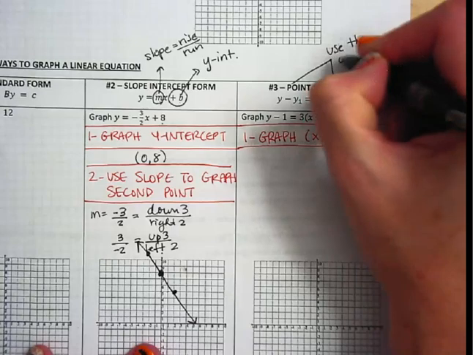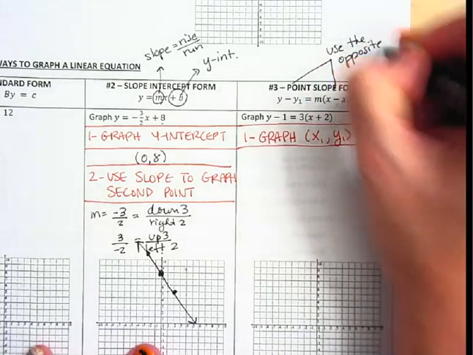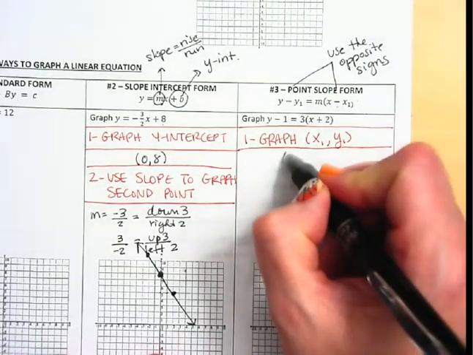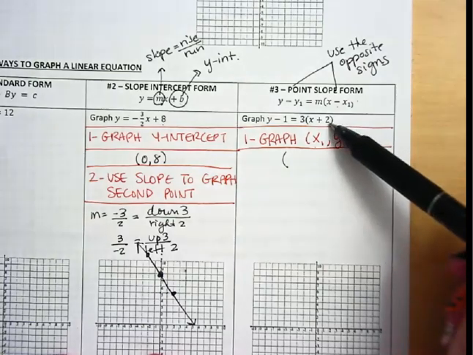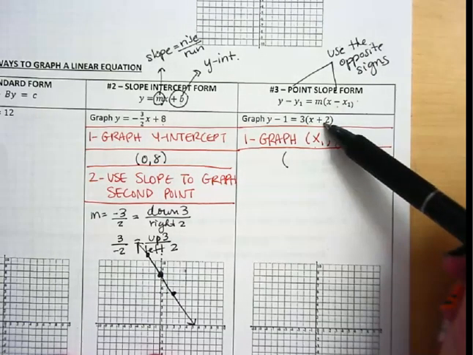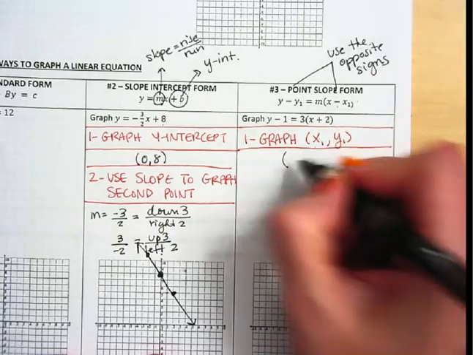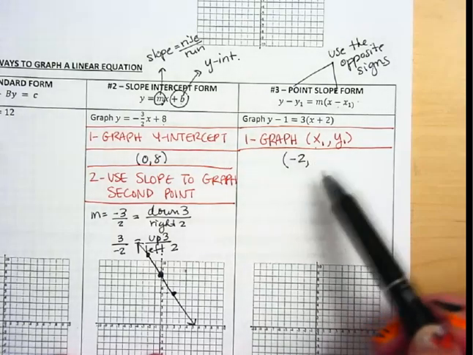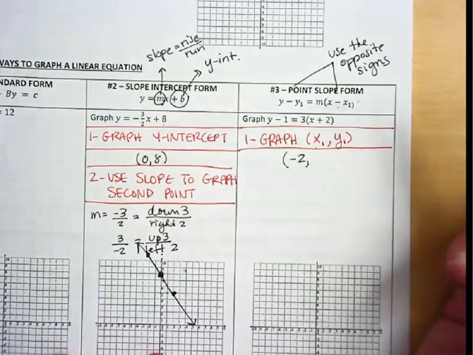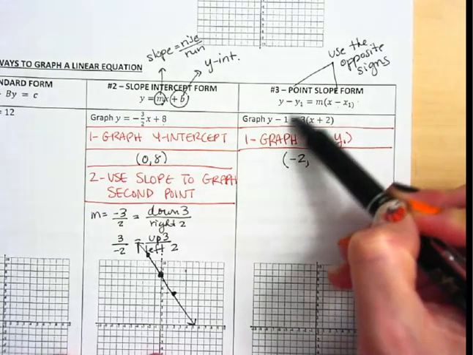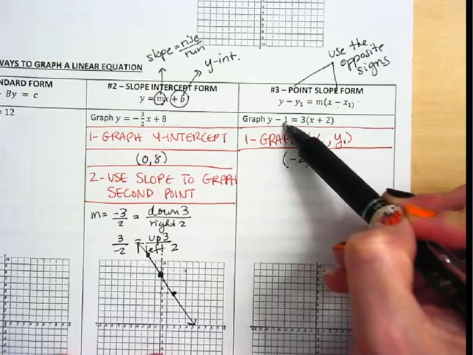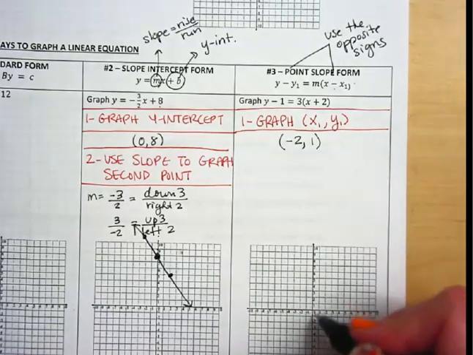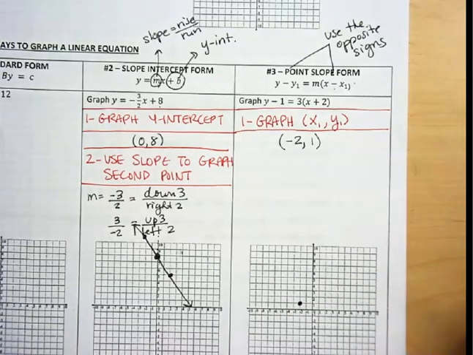Use the opposite signs. So this first point, my x-coordinate comes from whatever number is in place of the x1. It's +2. I'm going to use the opposite sign, which is -2. And then I'm going to find the y value that's in the place of y1, so that's over here on the left side. It's -1. I'm going to use the opposite sign, which is +1. And there is my first point. So -2, +1.